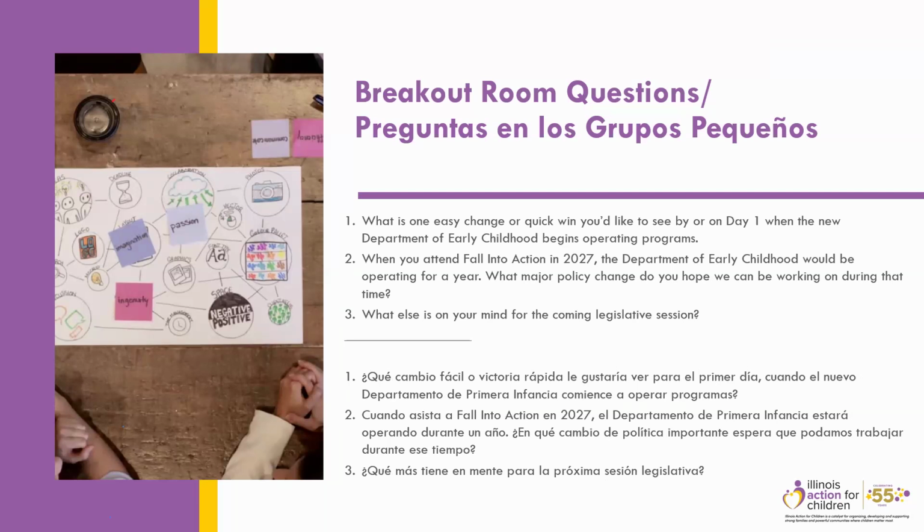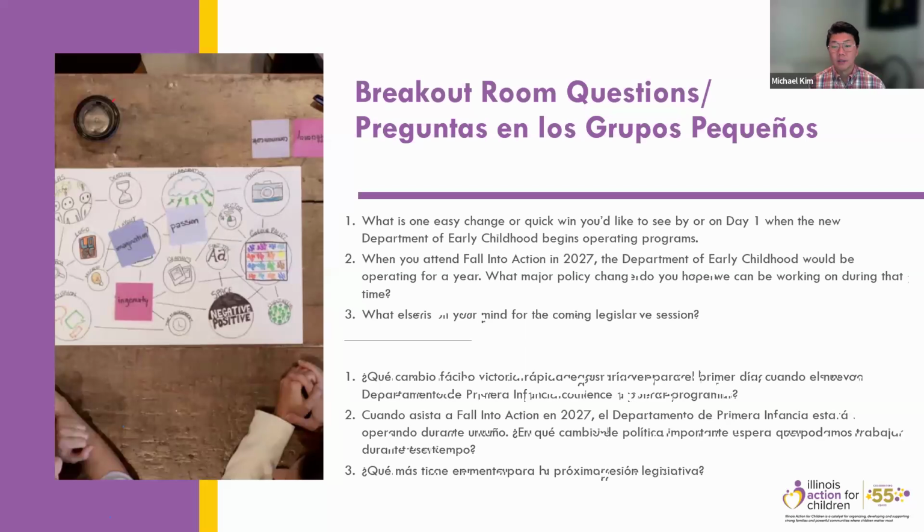The second one is when you attend Fall into Action in 2027. We hope to see you guys in 3 years, so be prepared for that. The Department of Early Childhood will be operating for about a year at that point. What major policy change do you hope we can be working on during that time? And then the last one is, what else is on your mind this coming legislative session? Do you guys have any specific policies or anything that you guys are wanting to see change?